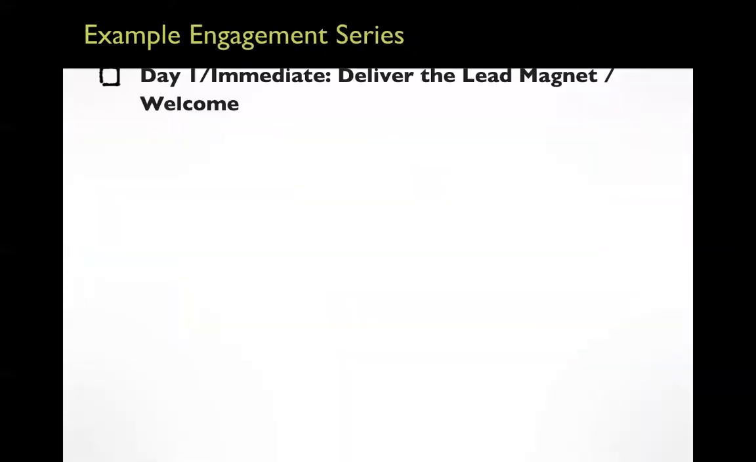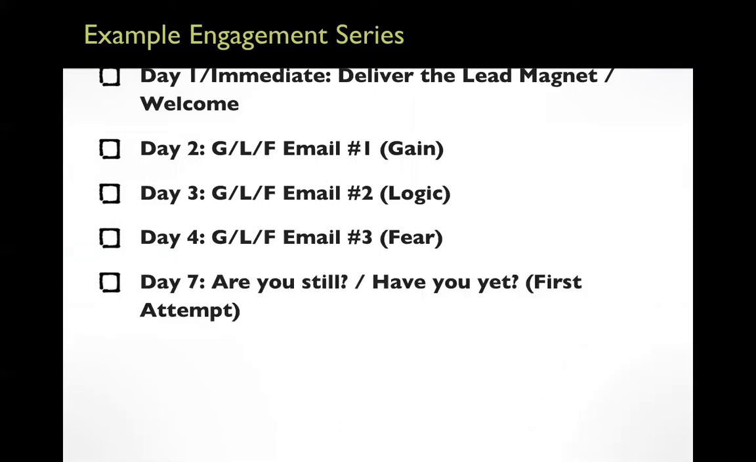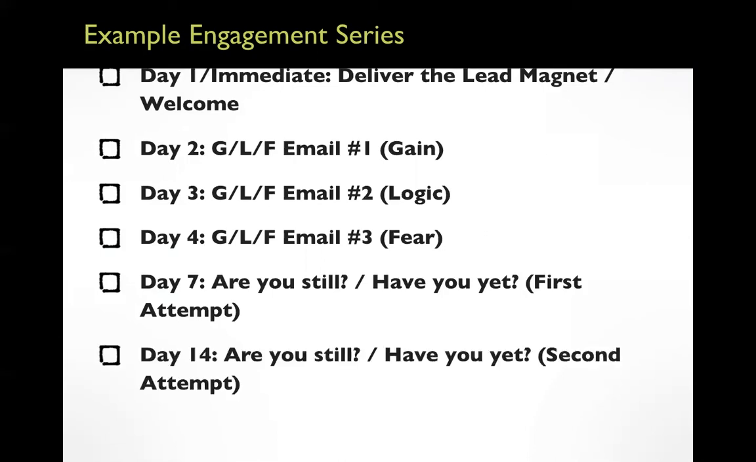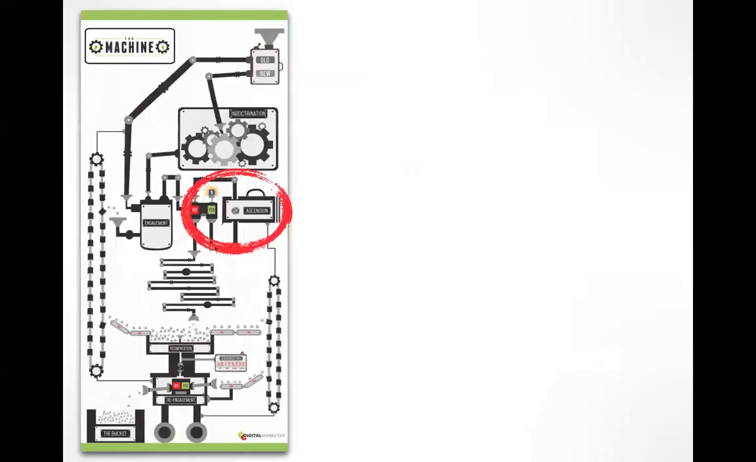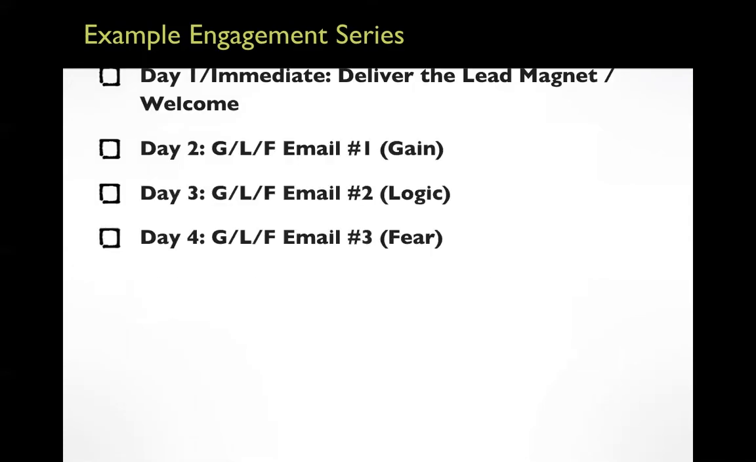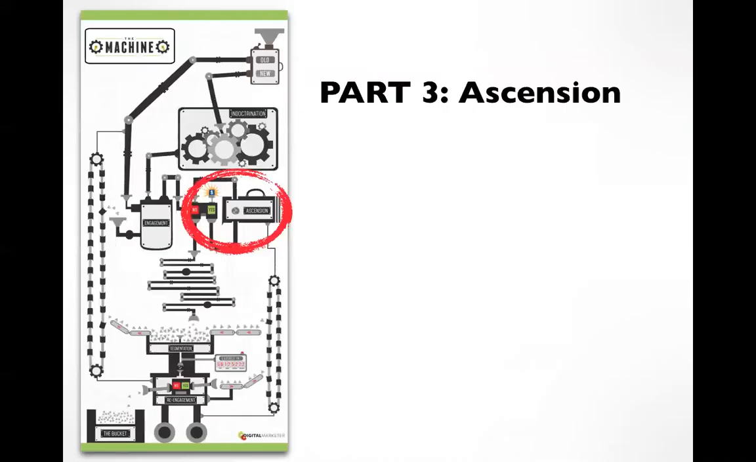So day one, it's immediate. We deliver a lead magnet. We welcome them. Then day 2, we start our Gain Logic Fear campaign. Day 3, logic. Day 4, fear. Day 7, we follow up with, are you still or have you yet? And then day 14, are you still, have you yet? The second attempt. And then day 21, are you still? And that's the third attempt. So over 21 days, we created 1, 2, 3, 4, 5, 6, 7 touch points. That's a beautiful thing.